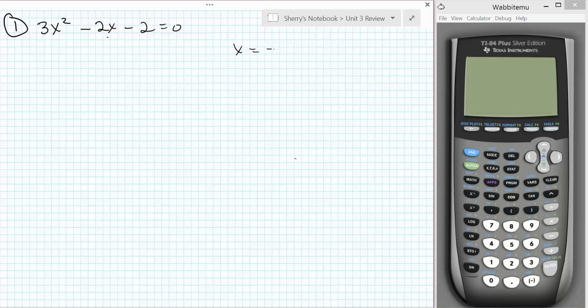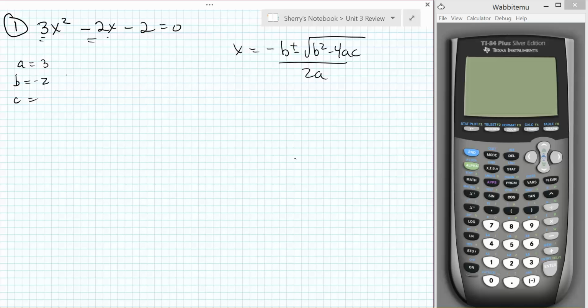Remember, the quadratic equation finds our x solutions: negative b plus or minus the square root of b squared minus 4ac, all over 2a. In this case, our a is going to be 3. It's the value in front of the x squared. B is going to be negative 2. That's this one right there. And our c is also going to be negative 2.